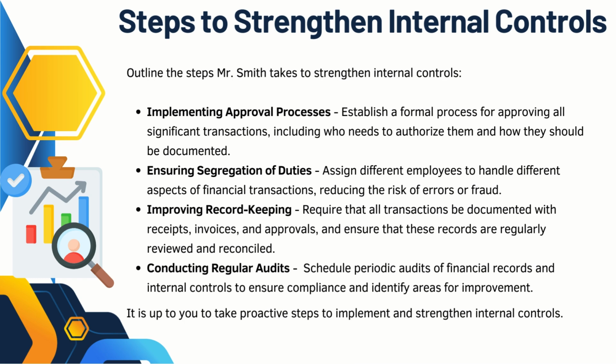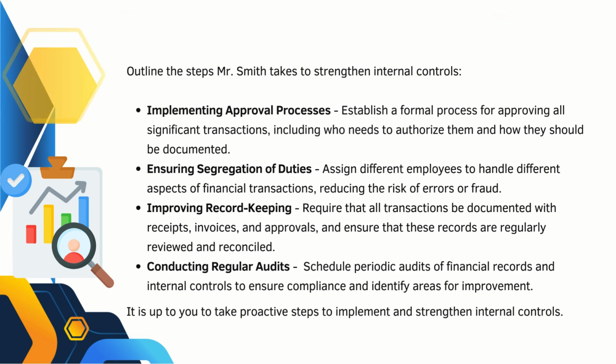Improving record keeping: require that all transactions be documented with receipts, invoices, and approvals, and ensure that these records are regularly reviewed and reconciled. Conducting regular audits: schedule periodic audits of financial records and internal controls to ensure compliance and identify areas for improvement. It is up to you to take proactive steps to implement and strengthen internal controls.